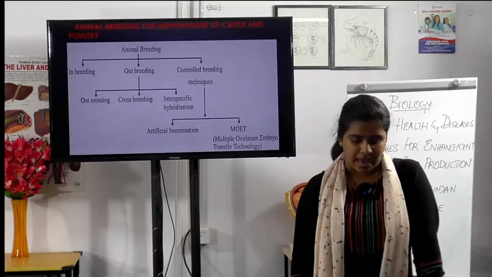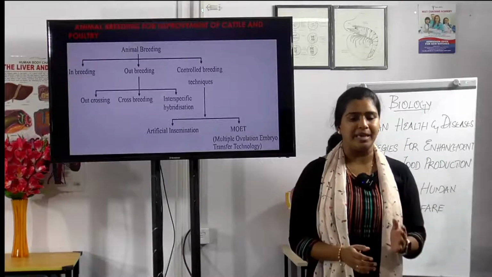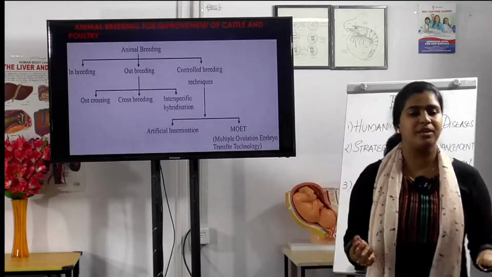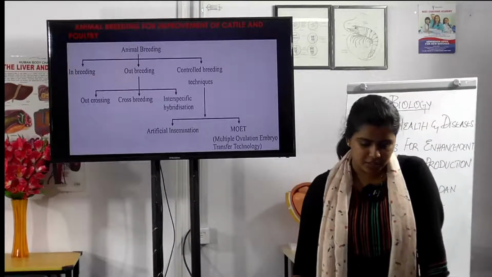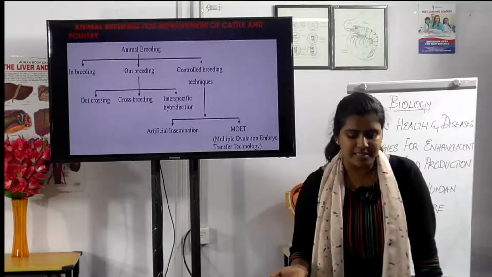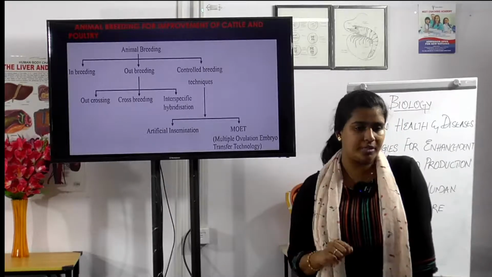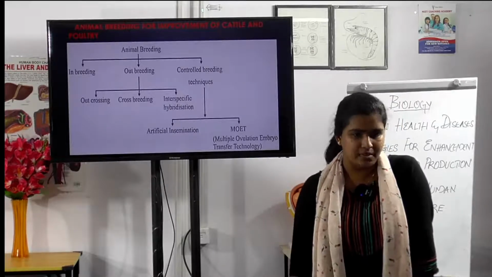Okay? Whereas crossbreeding is the mating of the superior males of one breed and the superior females of the other breed, and this is called crossbreeding. Why it is done is to combine the desirable characters of two breeds into a single individual. So this type of crossbreeding is done.